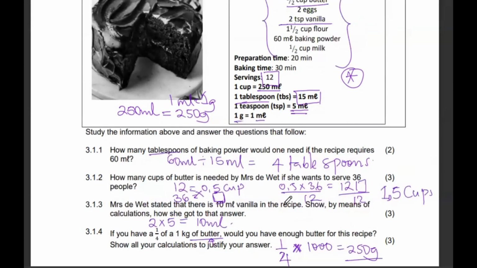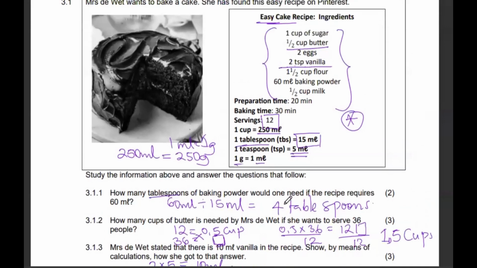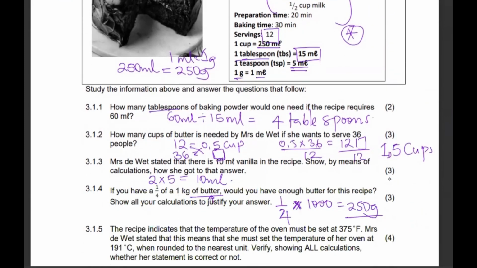Will it be enough for the butter? Now the butter is half a cup. So turn this into grams. So half a cup will be half times 250, which is the same as 125 grams. Now, if the person has a quarter of a kilogram, that is way too much. So we shall say it will be enough for the given recipe. Not for another 36 people, but for the 12 people, it will be enough.